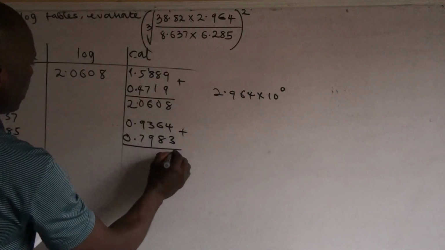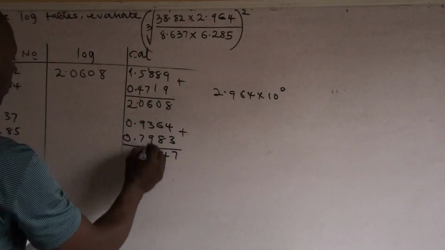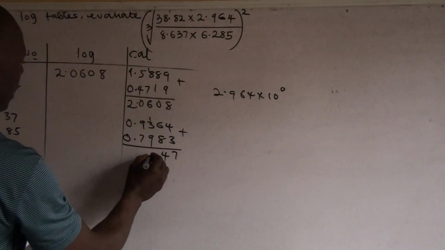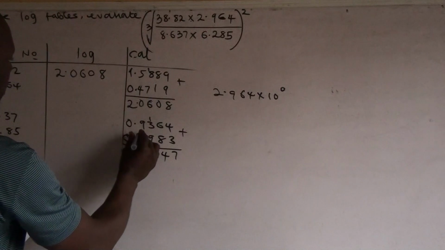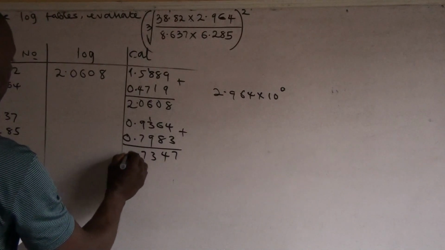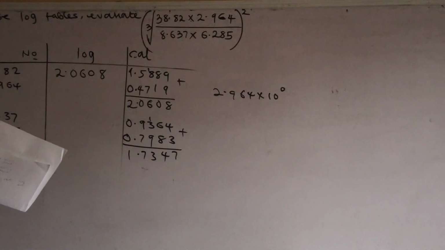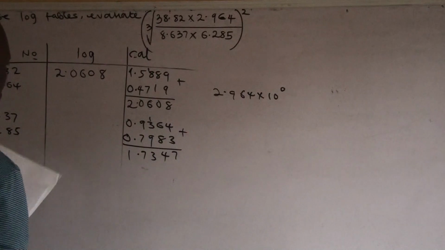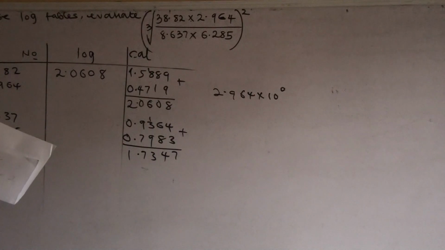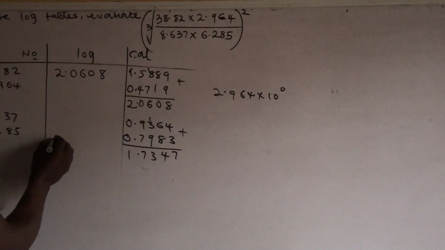We add it. This is 7, 14, 1 here, that is 13. This is 16, 17, 1.7347. Okay, and we'll bring the result here.